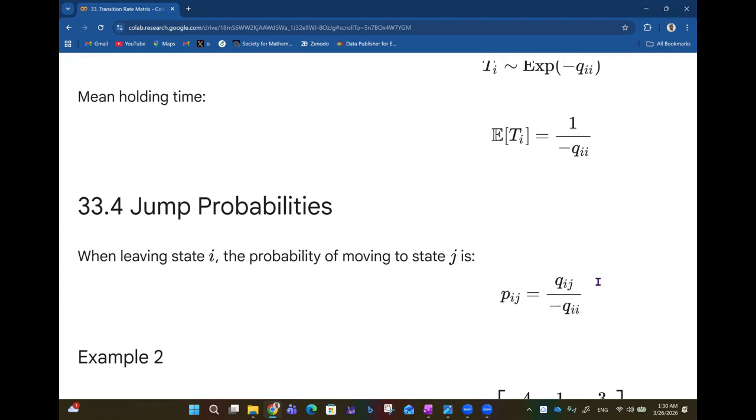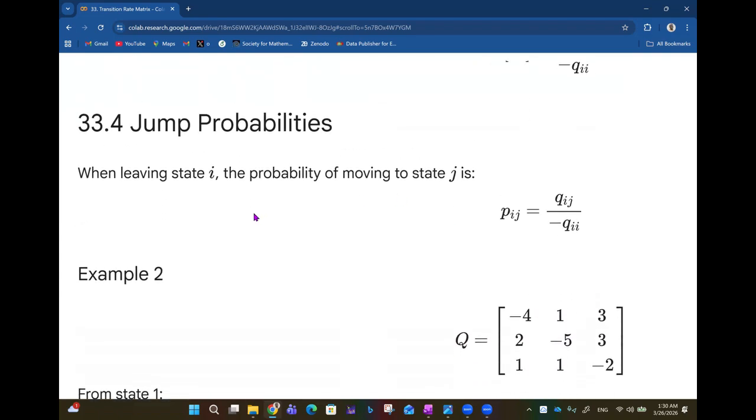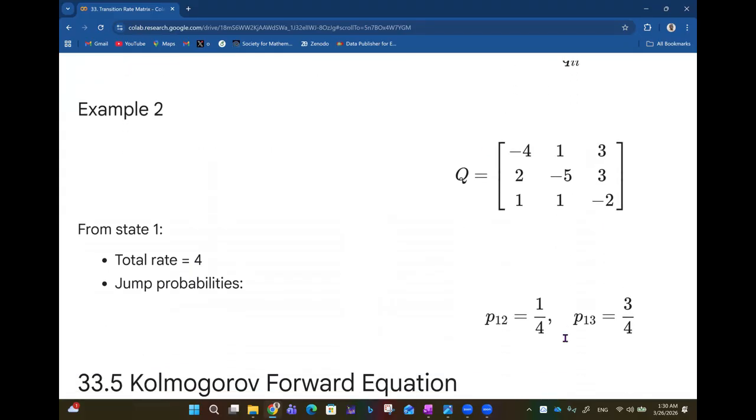Then we come to jump probabilities, which we also saw in the last video. When leaving state i, the probability of moving to state j is Pij, which is Qij over minus Qii. So if you have P01, that means you have Q01 over minus Q00. So it means if you follow this example now, look at it.